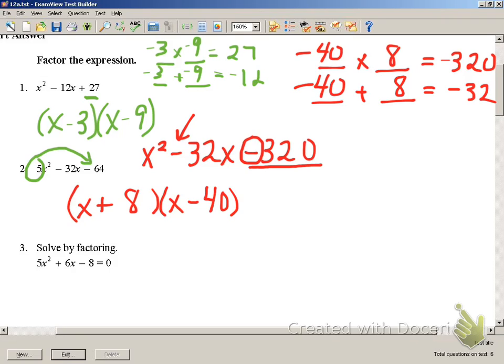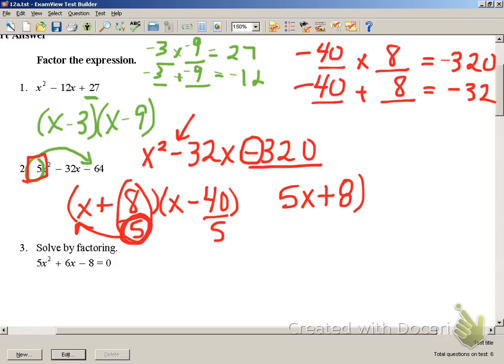But we're not finished. Since we multiplied through by 5, we have to put it back underneath to clear fractions. If it does not reduce, as 8 over 5, we simply move that denominator to the front. So we have 5x plus 8. And if it does reduce, we reduce, x minus 8.